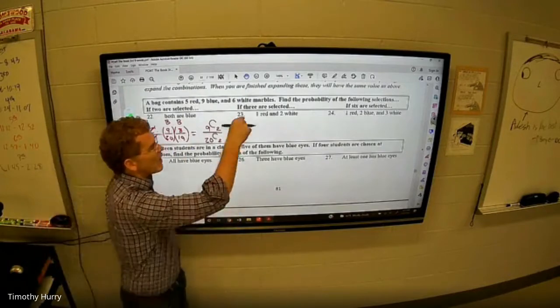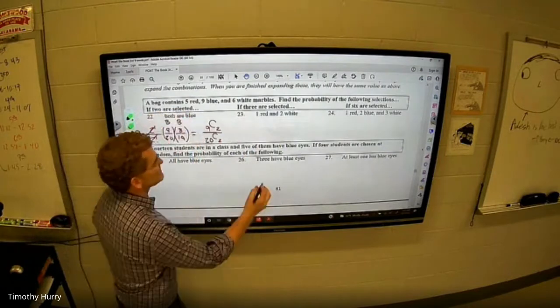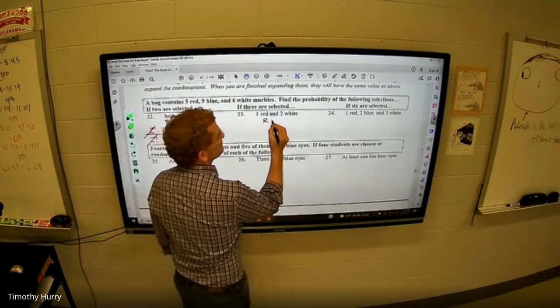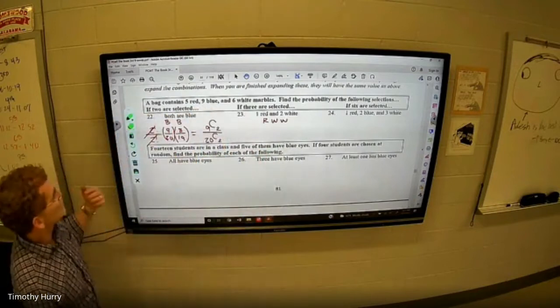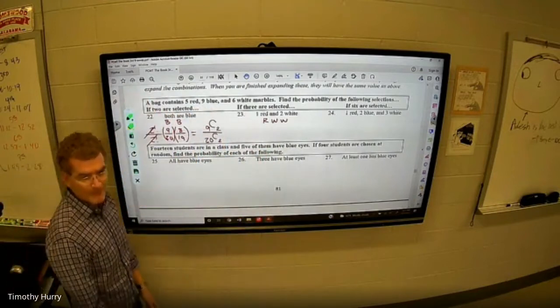Now, what if I got 1 red and 2 white? Well, I'm saying pick a red, then a white, then a white. So first, I'm going to do it with fractions. What's the probability of getting a red on my first choice?